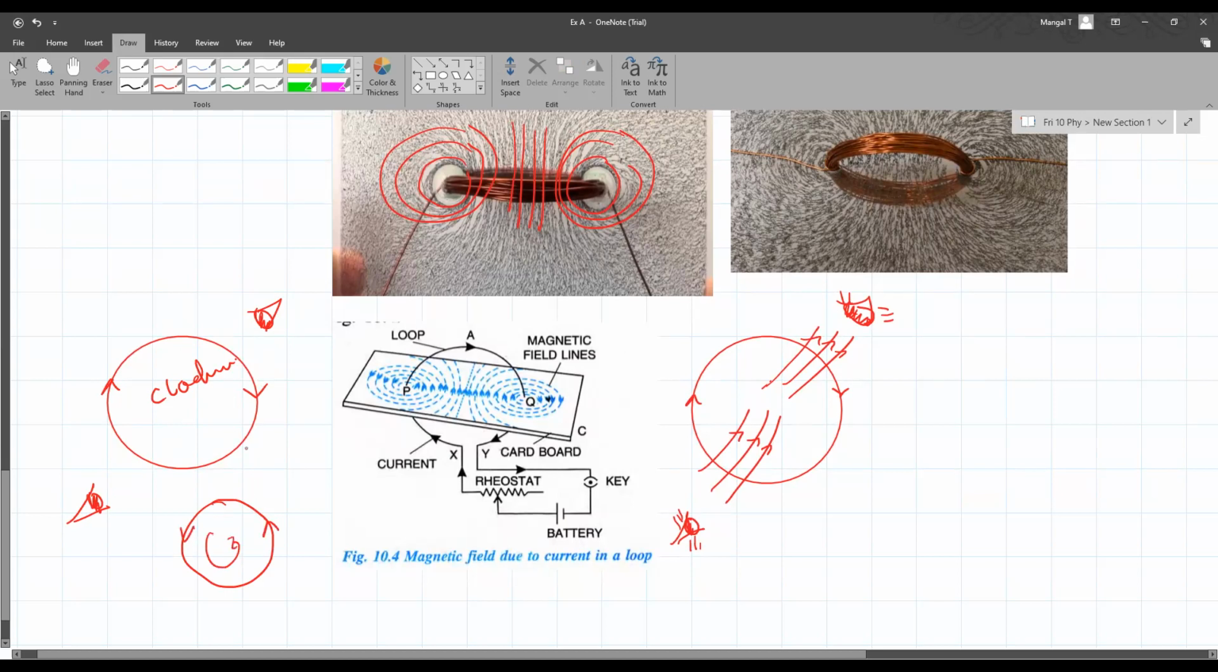So one face of this loop behaves like it has clockwise current, and the opposite face behaves like it has anti-clockwise current. And for that, we have one particular notion. This is also another important thing for you to remember. Let me show you an image over here.